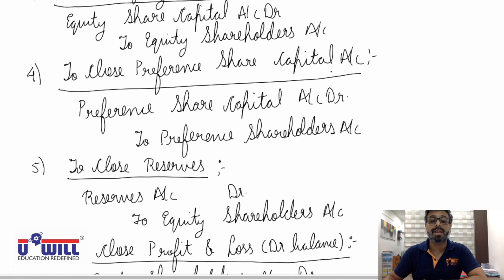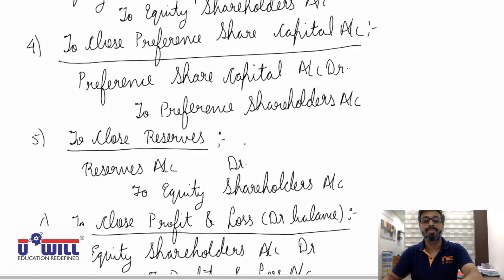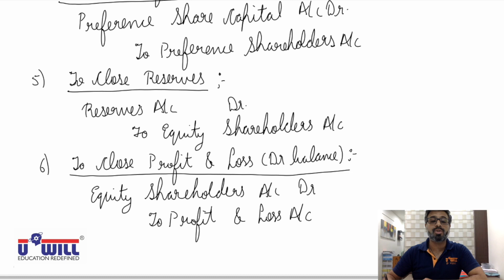Preference share capital has credit balance. To close it, we reverse and debit. And what do we credit? Preference shareholders account. Reserves have credit balance. To close it, we reverse and debit. And what do we credit? To equity shareholders account. They have the claim on the reserves.